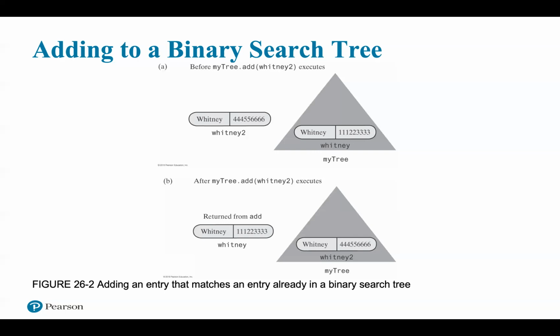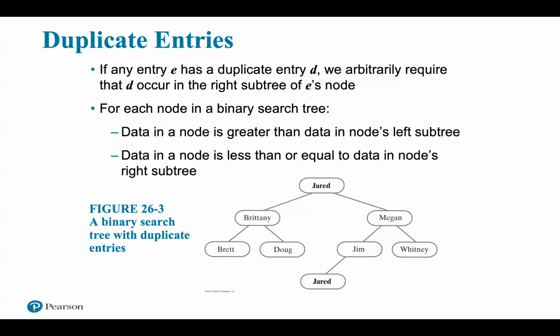We can think of this as a way to change the identification number of a person named Whitney. So what about duplicate entries? Notice that the add method as specified in the search tree interface ensures that duplicates are never added to the tree. In practice, this restriction can be desirable for many applications, but sometimes it is not.